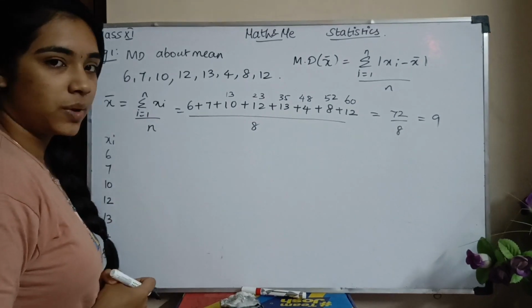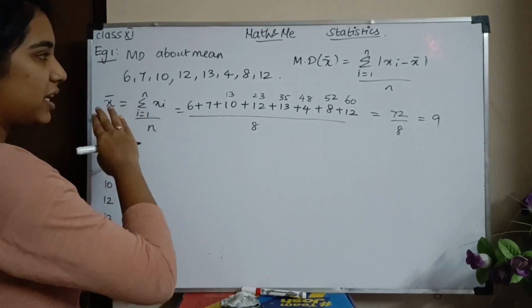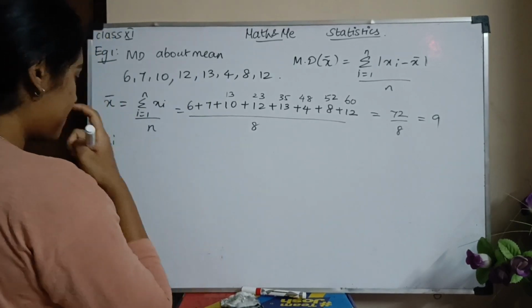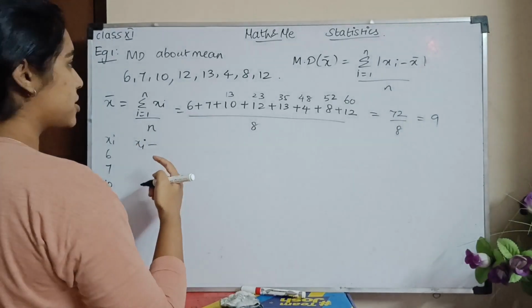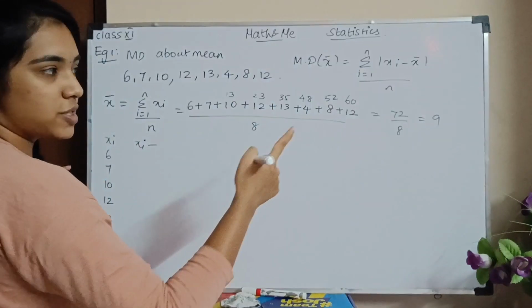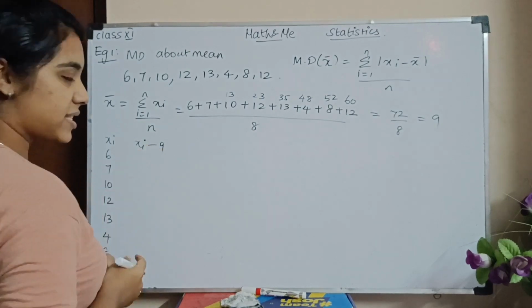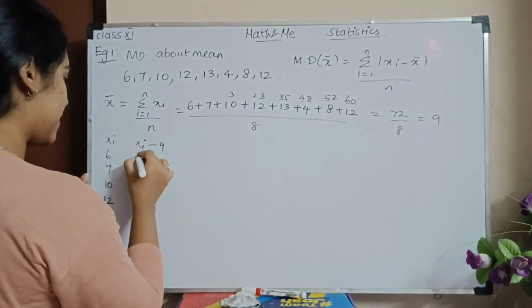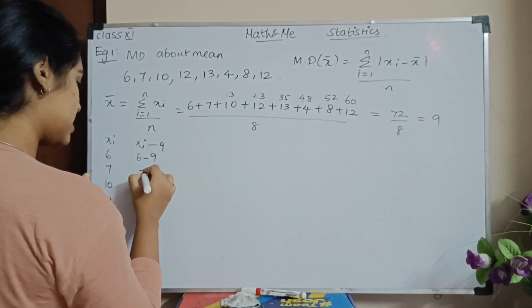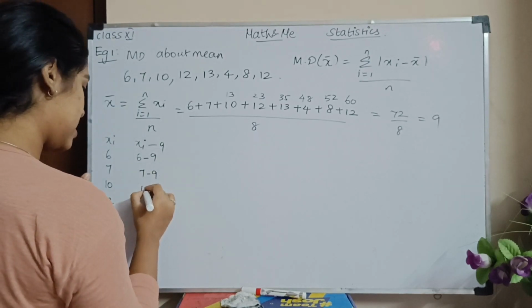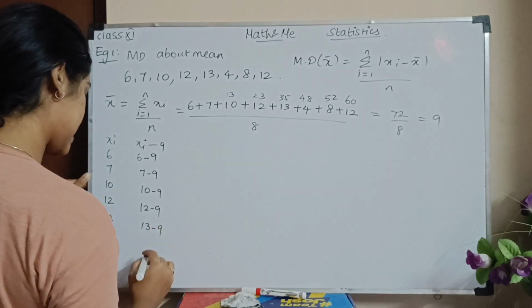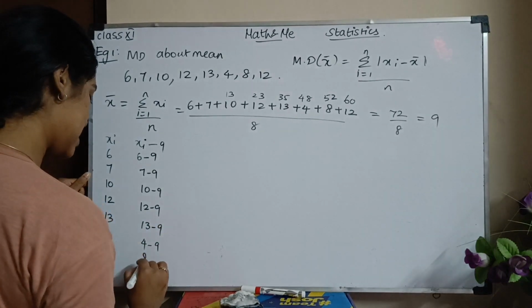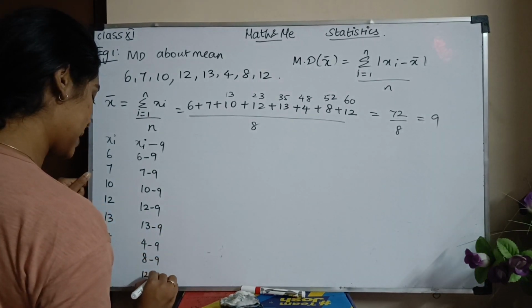Okay? For median I need to arrange the values in the ascending order. For mean it doesn't matter. The order does not matter. Okay? So xi இருக்கு. xi minus x bar. So what is my x bar? It is 9. So xi minus x bar in the value edutha, I'll have 6 minus 9, 7 minus 9, 10 minus 9, 12 minus 9, 13 minus 9, 4 minus 9, 8 minus 9, 12 minus 9.